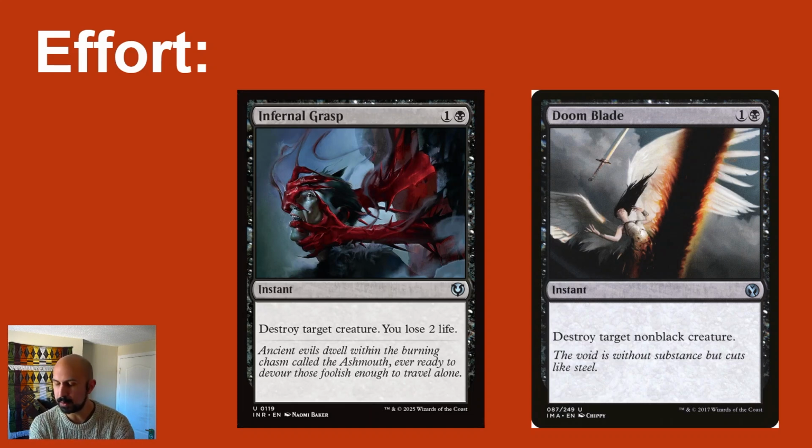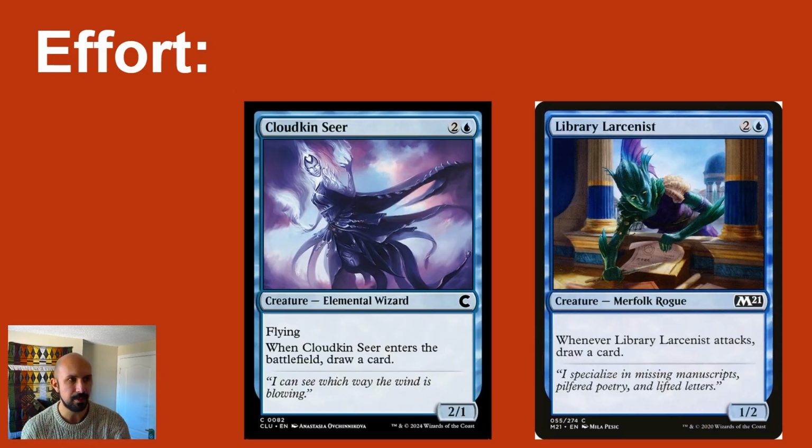For example, the difference between a creature that... let's get back to that in a second. Let's finish this idea. Infernal Grasp and Doom Blade are both cards that destroy creatures, but Infernal Grasp asks for 2 of your life, and Doom Blade wants a non-black creature to be destroyed. Now don't get me wrong, I love Doom Blade, it's one of my favorite cards, but one can say Infernal Grasp requires less effort and therefore has the check mark.